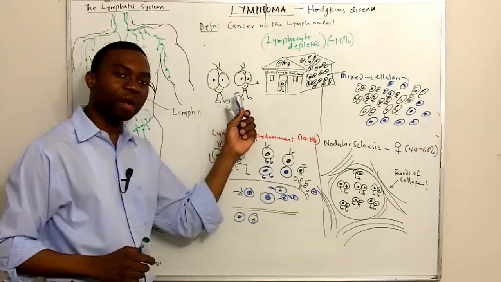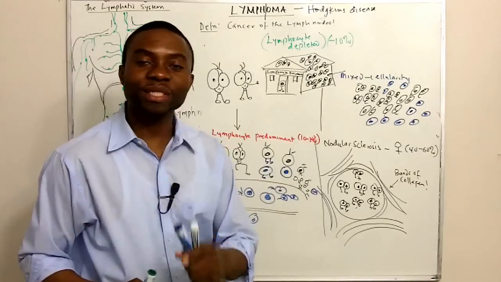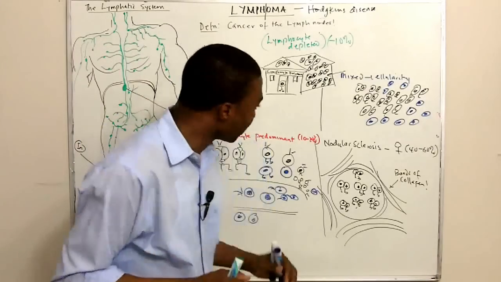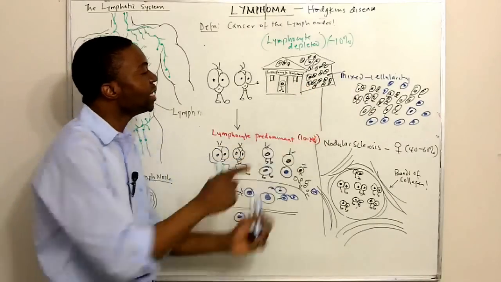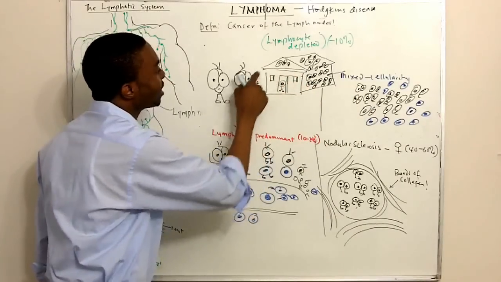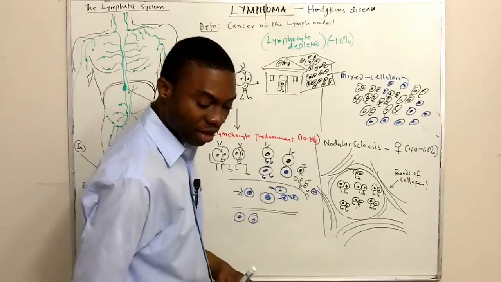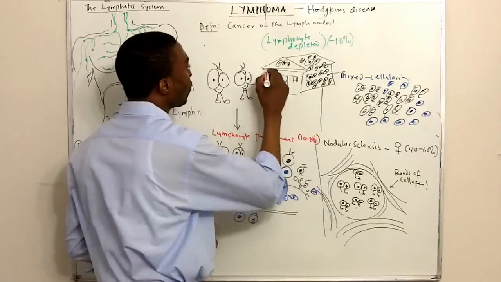So these guys were bad boys. They lied. They pretended as if they were nice and cute, but all of a sudden they invited all their friends, and by the end of the story, they changed it from a lymphocyte residence to a patient that has developed Hodgkin's lymphoma.